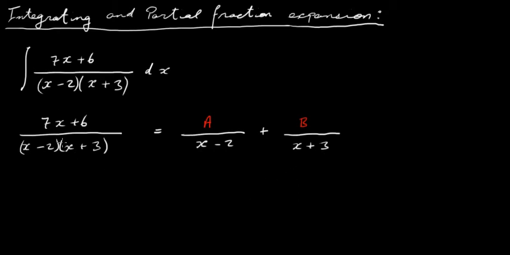So I'm going to split this fraction up into these two fractions, and you can see that the common denominator for these two fractions will just be the two denominators multiplied, x minus 2 times x plus 3, which is what we've got here. And really what I've got to do is solve for a and b, to find what a and b would be in order for me to get 7x plus 6 on the top. So let's just work that out.